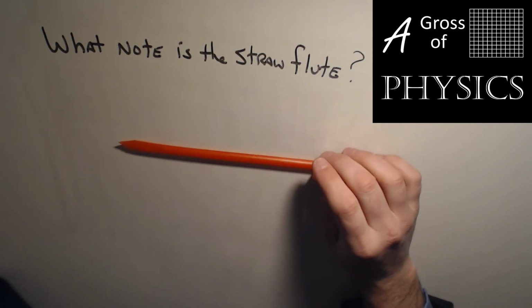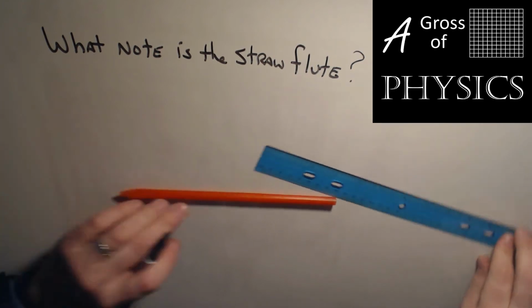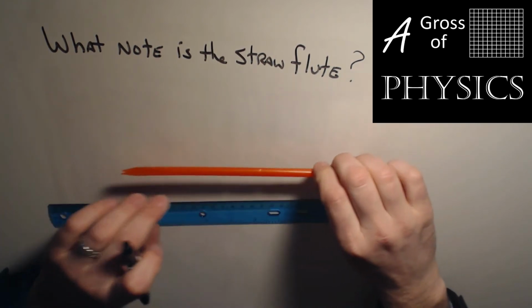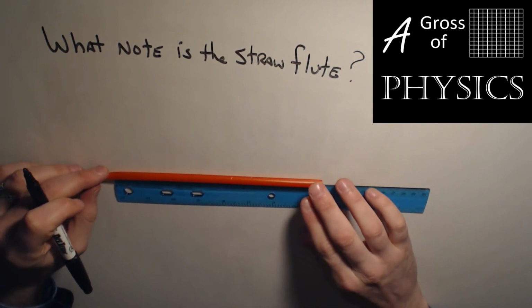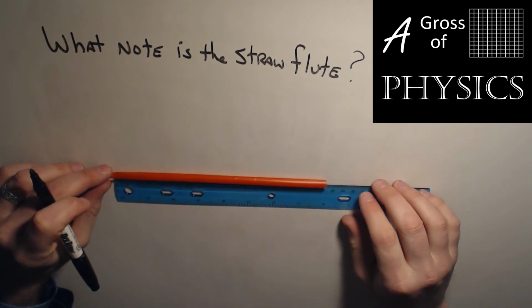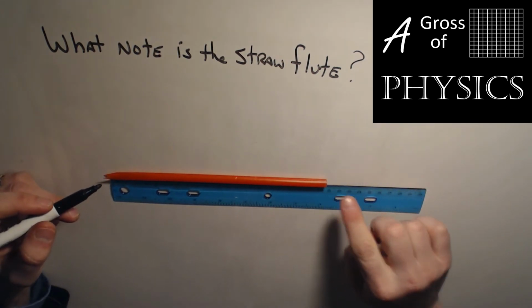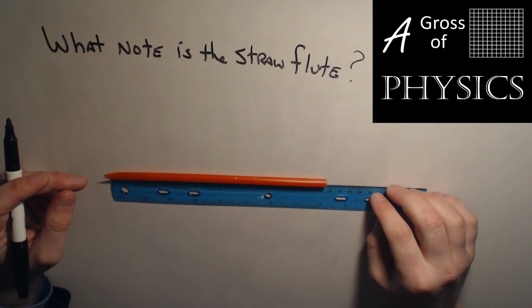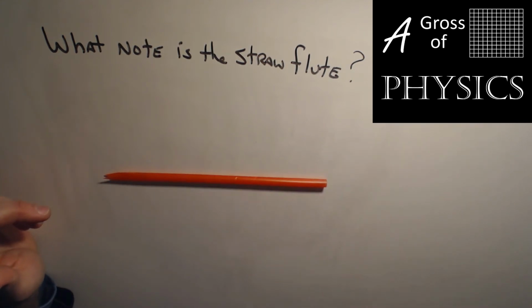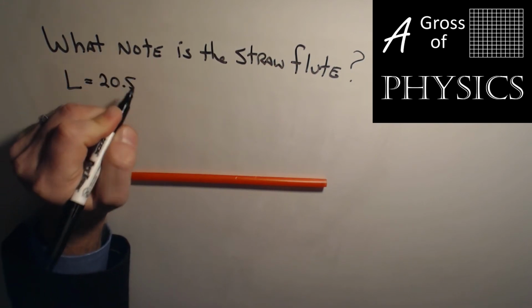Now the way we're going to do that is we're going to take our ruler, and this one I have in metric. Here we go. I'm going to measure from the end of the reed, which is the end of the triangle, to the end of the straw itself. And I'm getting about 20.5 centimeters. So the length is 20.5 centimeters.